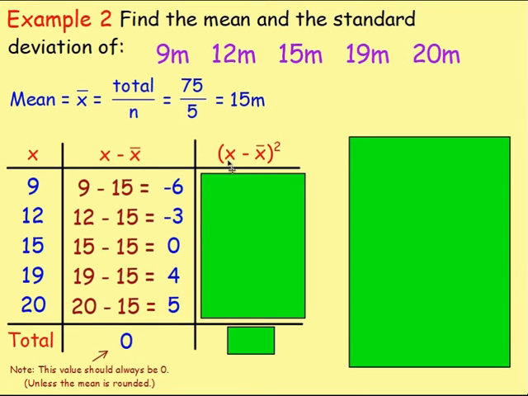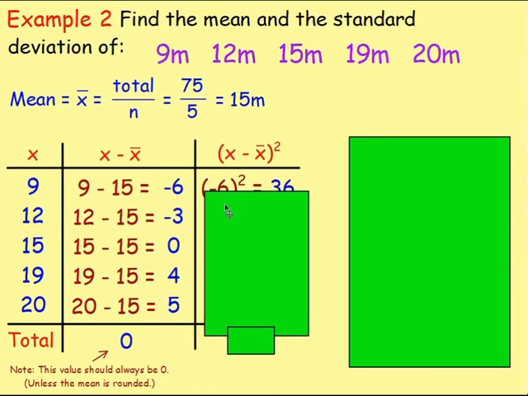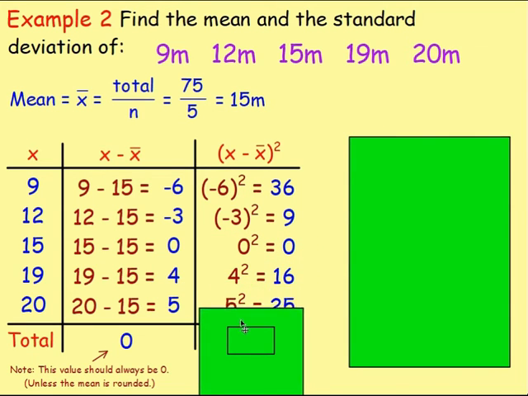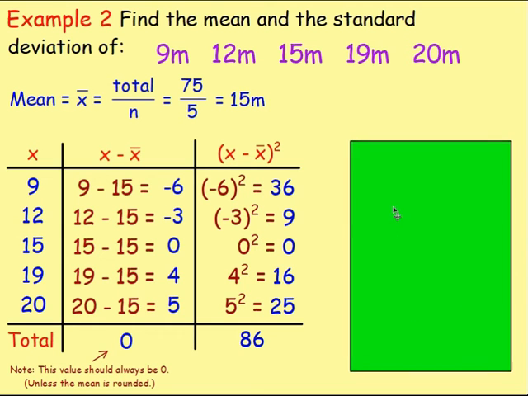X minus x bar all squared. Well, that's x minus x bar. All we've got to do is just square that number. Remember, when you square a number, it always becomes positive. So negative 6 squared is negative 6 times negative 6, which gives us 36. Negative 3 squared, negative 3 times negative 3 gives us positive 9. 0 squared, 0 times 0 is still just 0. 4 times 4 is 16. 5 times 5 is 25. And if we add all of them together, we end up with 86. From there then, we can use the formula.